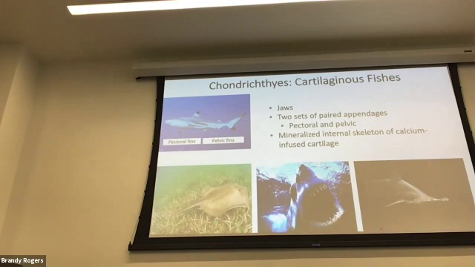So you've got your agnathans, which are your jawless fish, no jaw, right? And then you've got Chondrichthyes, cartilage fish. Then you've got Osteichthyes, bony fish. So the Chondrichthyes are an older lineage, so we're covering that first. But this is the first group where we see those jaws.